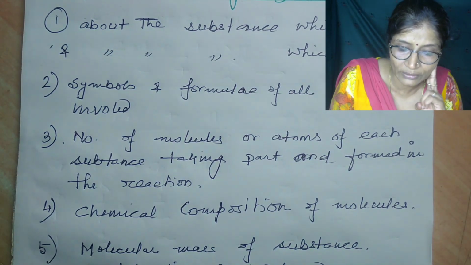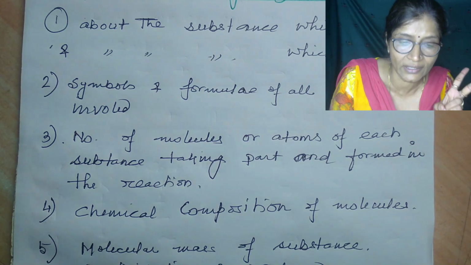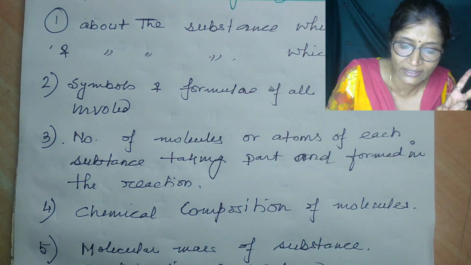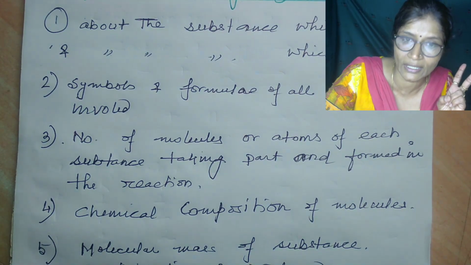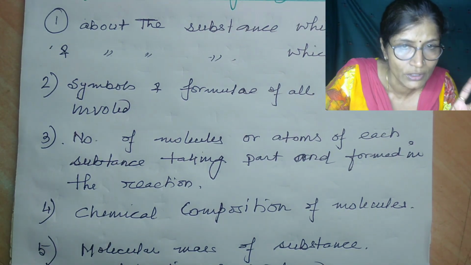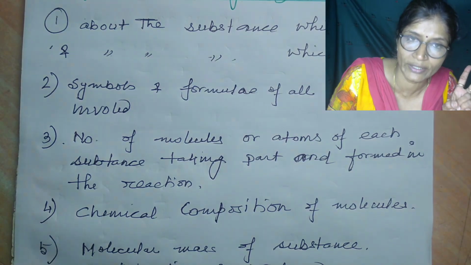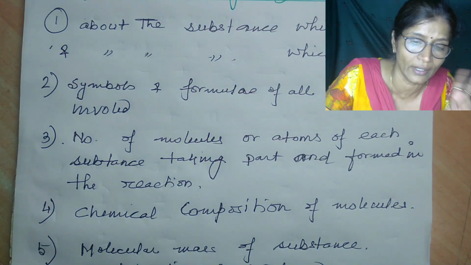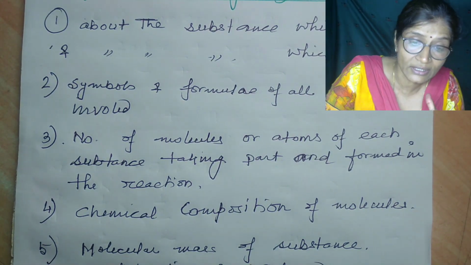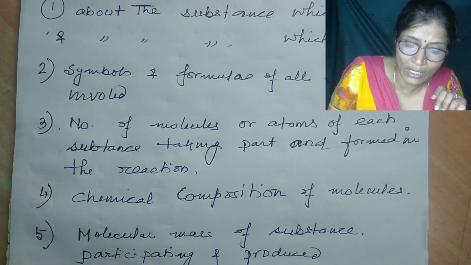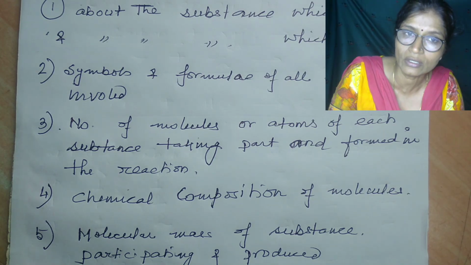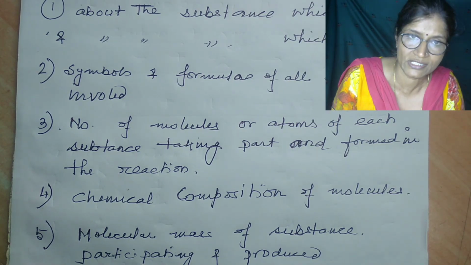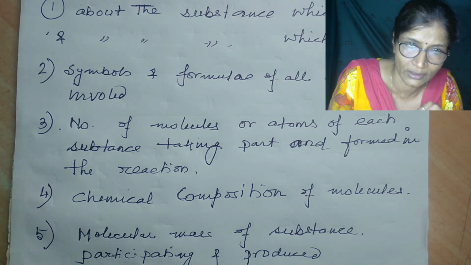Then we come to know what the reactants in the reaction are. So the reactants here are sodium hydroxide and sulfuric acid, and the products formed here are sodium sulfate and water. So we come to know about the reactants and the products in a chemical reaction. Third thing is that we can know about the symbol or formula of all the reactants and all the products which are participating or produced in the reaction.